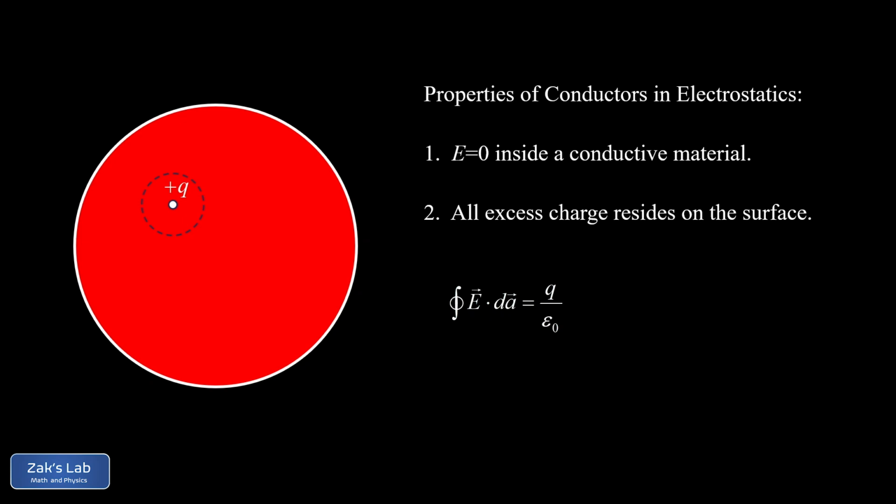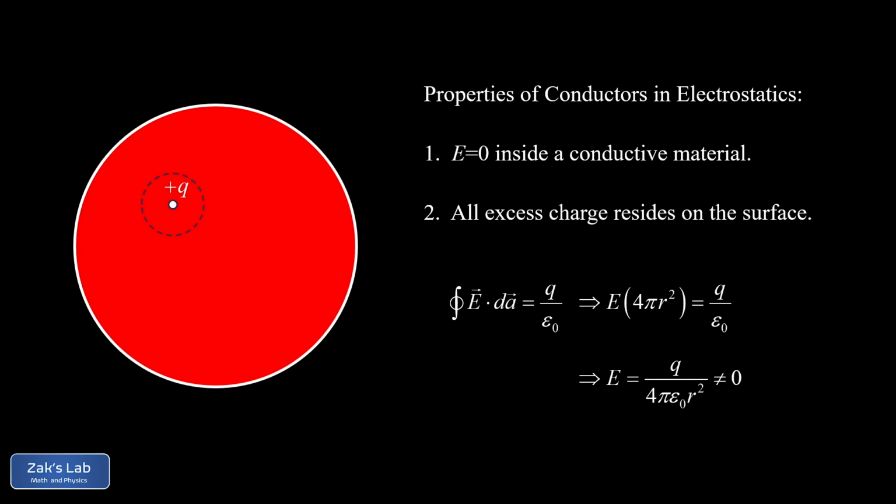And we make all the usual arguments. E is constant over that Gaussian surface. The dot product is trivial because E points perpendicular to the Gaussian surface. This allows us to factor an E out of the integral and then just integrate dA, which is nothing more than the surface area of that Gaussian surface, 4 pi r squared. And we arrive at our usual result for the electric field of a point charge. E is equal to Q over 4 pi epsilon 0 r squared, where r is the distance from the charge.